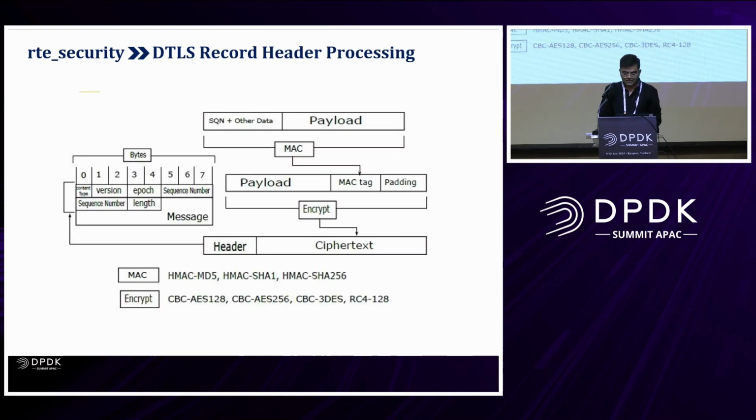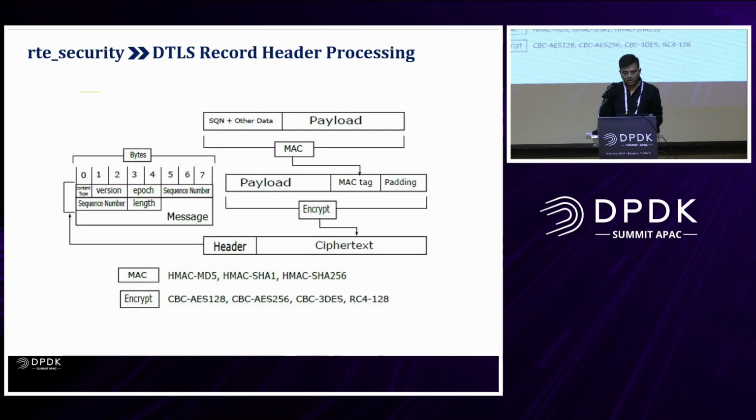And then we remove the padding, etc., and header and trailer to get the plain text back. Here's the DTLS record header processing. We generate a sequence number and other header information, and then along with the payload, we generate a MAC. This MAC tag is added along with padding, and we encrypt to get the ciphertext.